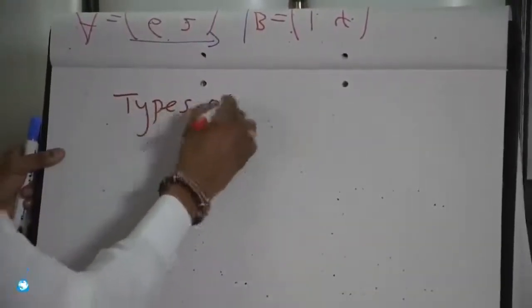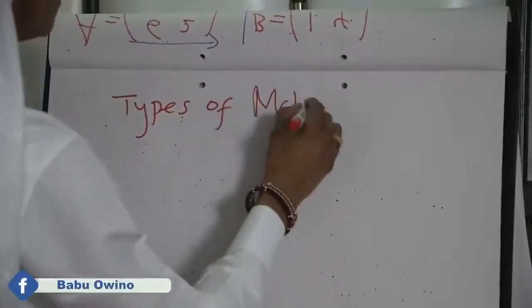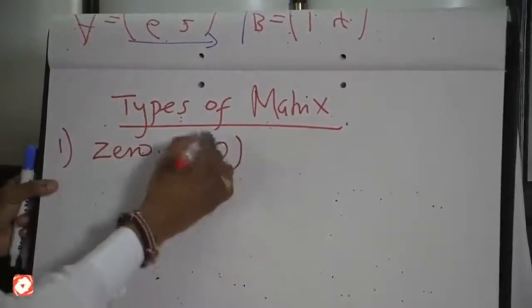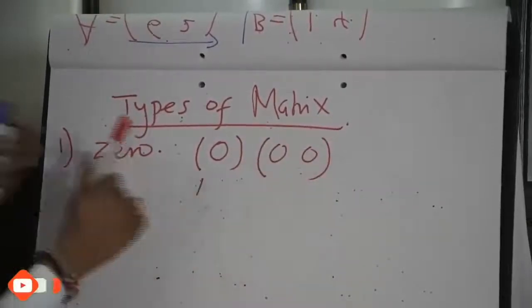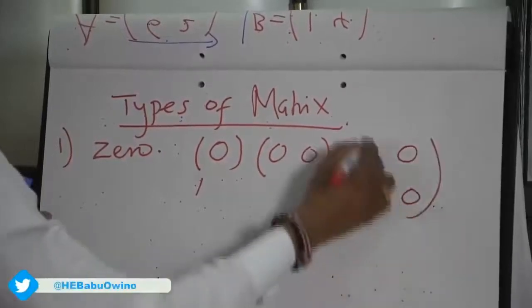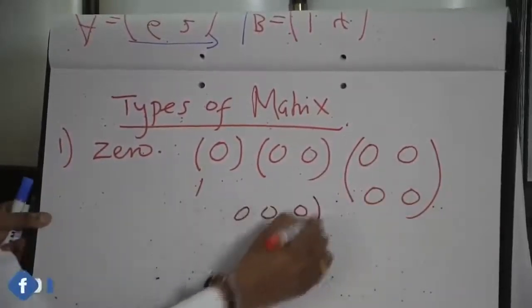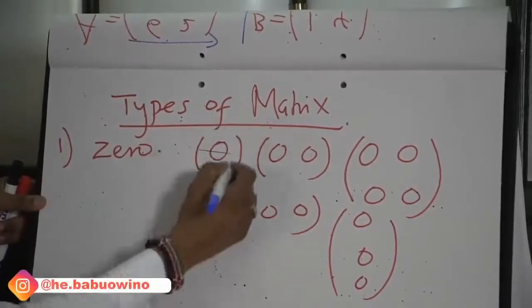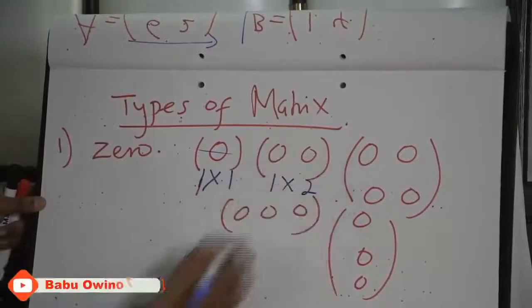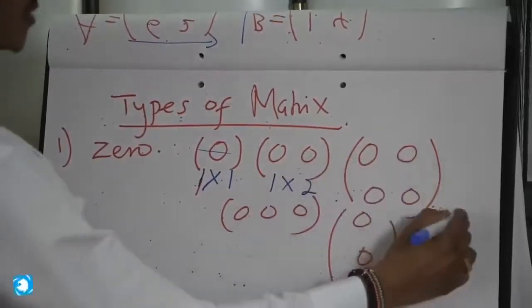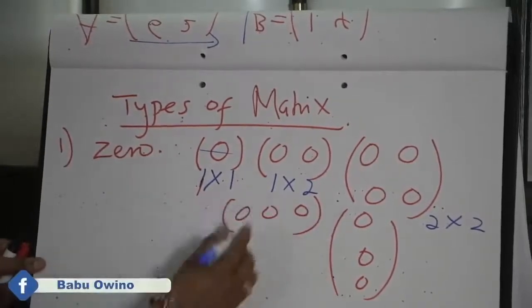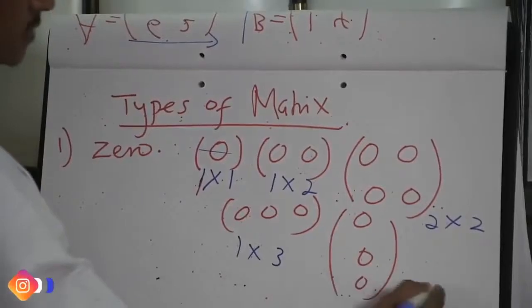We want to see different types. We're almost finishing. Different types of matrix. So number one, we have a zero matrix. Zero matrix can be that. This is a 1 by 1. Can be that, and also that, and can be that. So this is a 1 row by 1 column matrix. This is a 1 row by 2 columns matrix. This is a 2 rows by 2 columns matrix. Now this is a 1 row by 3 columns, and this is a 3 rows by 1 column.